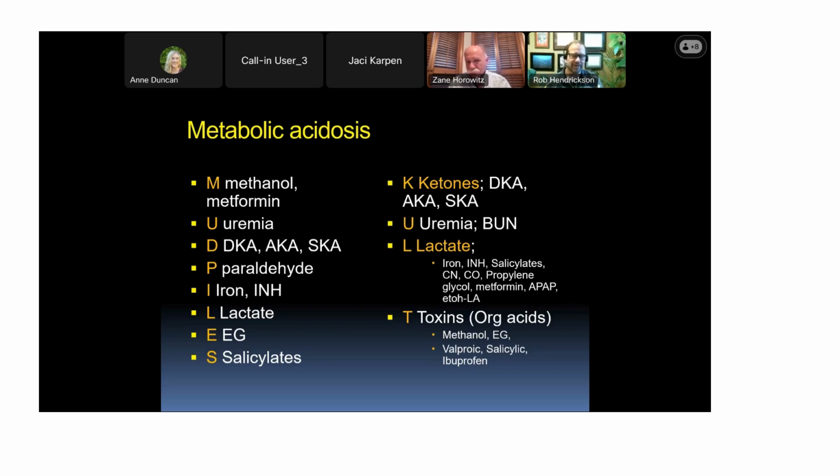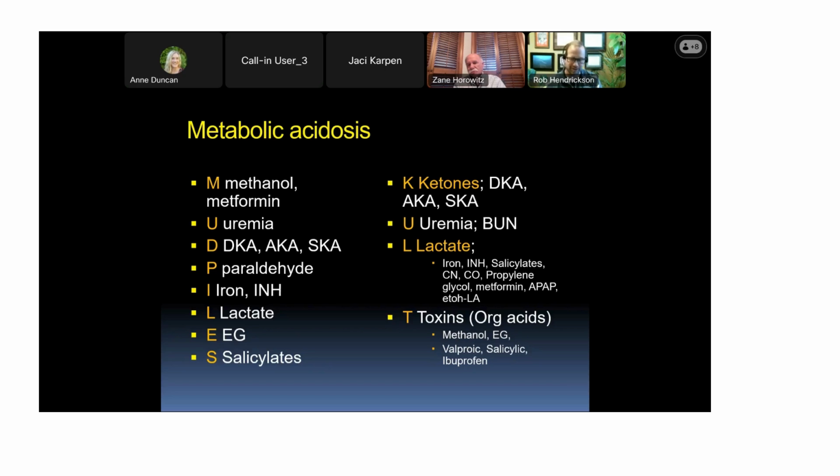So the I is for iron. Of course, if you suspect that, you can get an iron concentration. INH causes seizures. Seizures cause hyperlactatemia, so INH falls under the lactate group. Ethylene glycol and methanol do not increase lactate significantly.